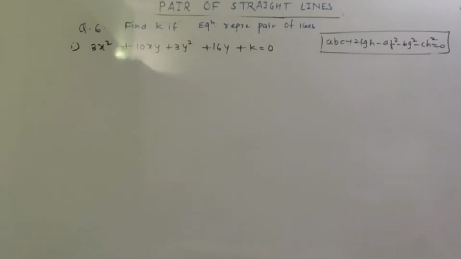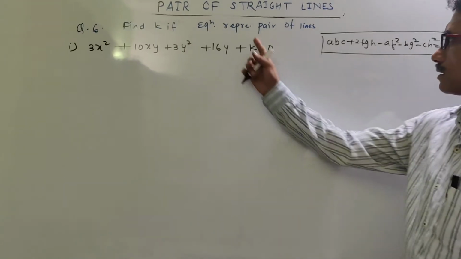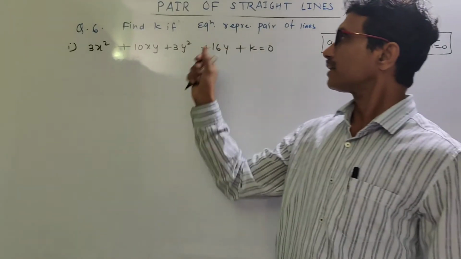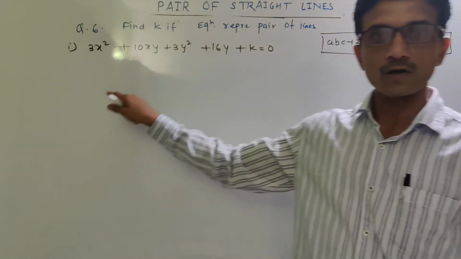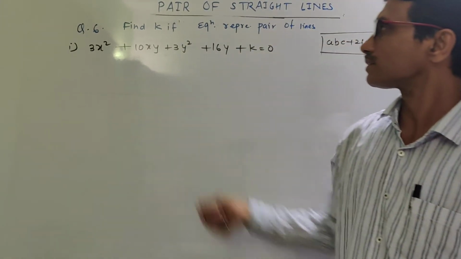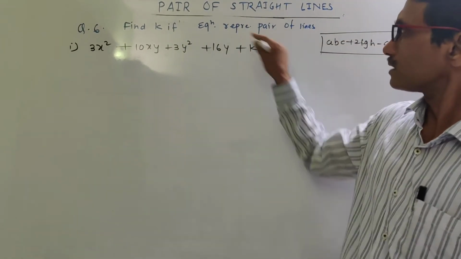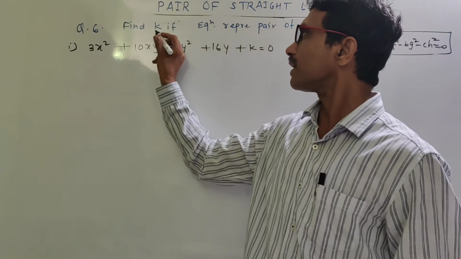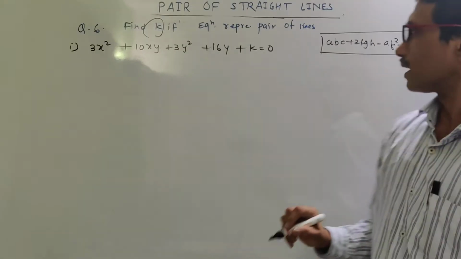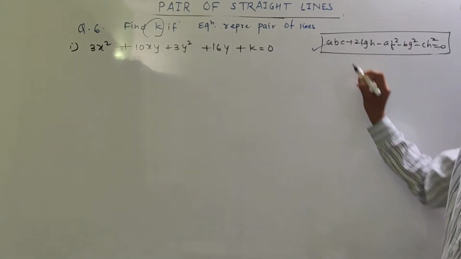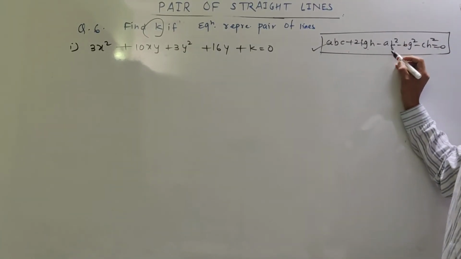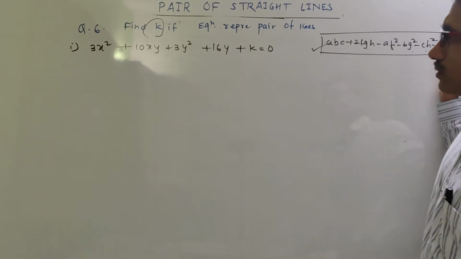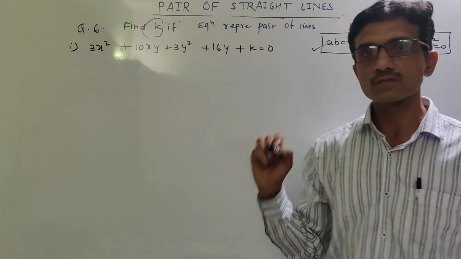Find value of k. See the question number 6. This equation represent pair of lines. So already it is given that the equation represent pair of lines. ऐसा नहीं कि show that the equation represent pair of lines. It is already given that the equation represent pair of lines and we find what value of k. तो इसमें हम necessary condition use कर सकते हैं. abc plus 2fgh minus af square minus bg square minus ch square equals to 0. ये necessary condition हम use कर सकते हैं.